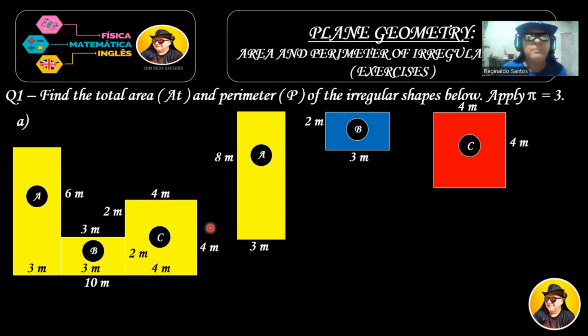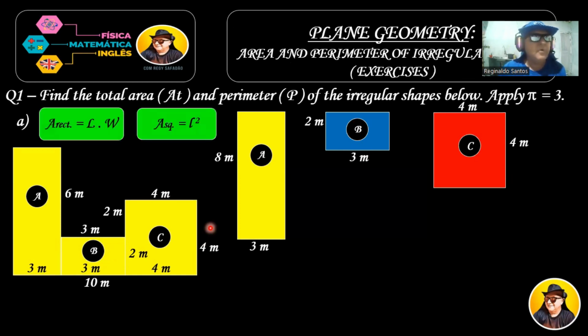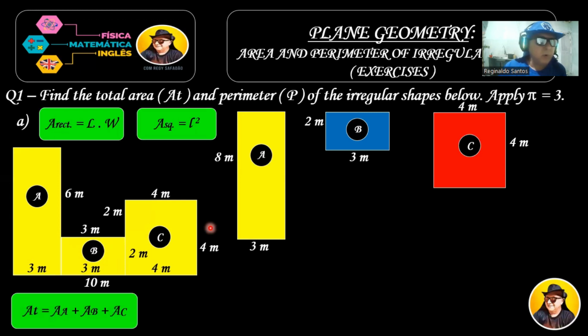So let's apply the formulas. The formula of the rectangle is L times W, and the area of the square is one side squared. The total area will be the area of part A plus the area of part B plus the area of part C. Let's do it. The area of shape A is 3 times H, which is 24. So the area of A is 24 meters squared.